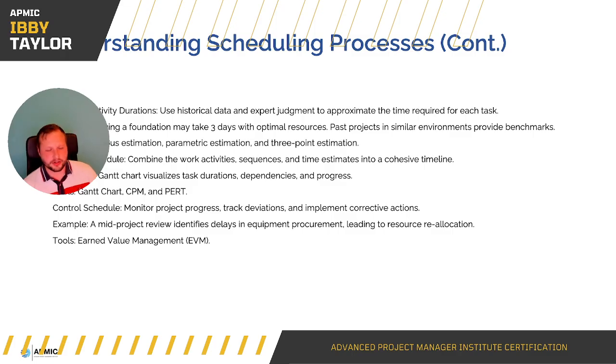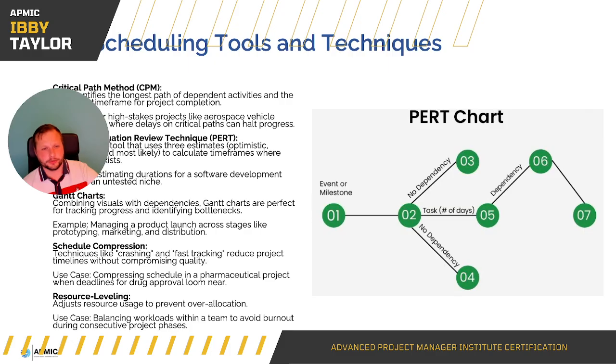So you can use a Gantt chart to visualize durations, dependencies and progress, and that will map your project from start to finish. Gantt tools, CPM and PERT, we'll touch on that in just a little while. You won't know what that acronym is just yet. Control schedule, so monitor project progress, track the deviations and implement corrective actions. A mid-project review identifies delays in equipment procurement, leading to resource reallocation. It does happen. Earned value management, EVM, can be used for that. So key scheduling tools.